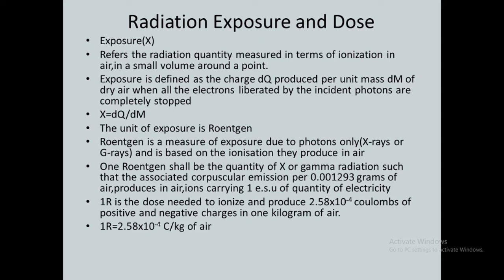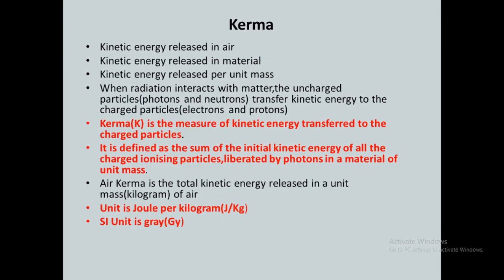It can also be defined as: 1 Röntgen is the dose needed to ionize and produce 2.58 into 10 raised to minus 4 coulombs of positive and negative charges in 1 kilogram of air. Since it is not applicable to all tissues and represents dose only due to photons, it is now not widely used in dosimetry. So 1 Röntgen can be expressed as 2.58 into 10 raised to minus 4 coulomb per kilogram of air. Next is about KERMA.